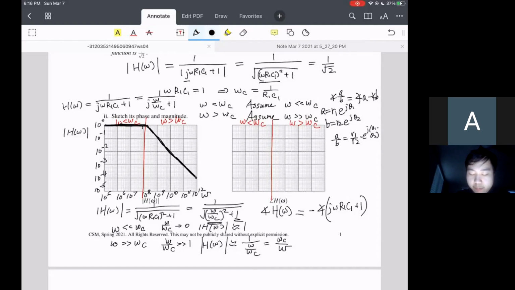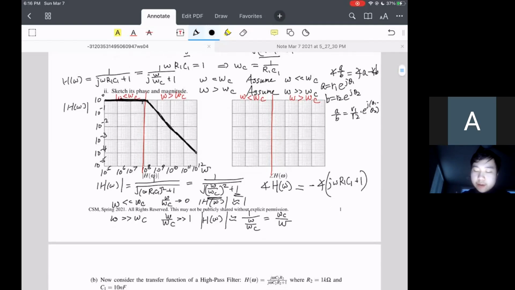So since R1 C1 is just 1 over omega c, we just write it as negative the phase of j times omega over omega c plus 1.